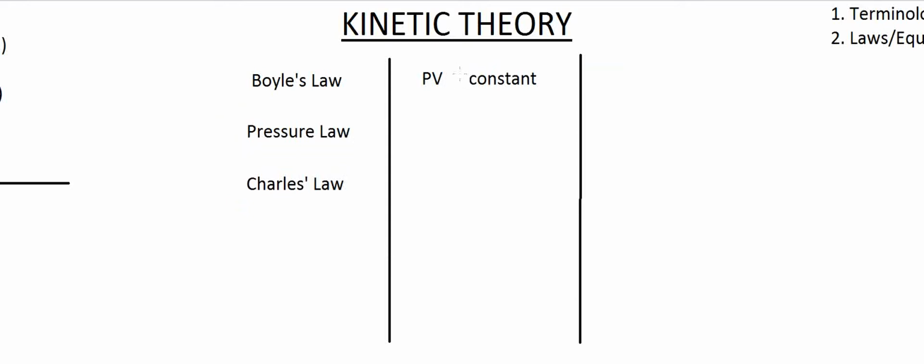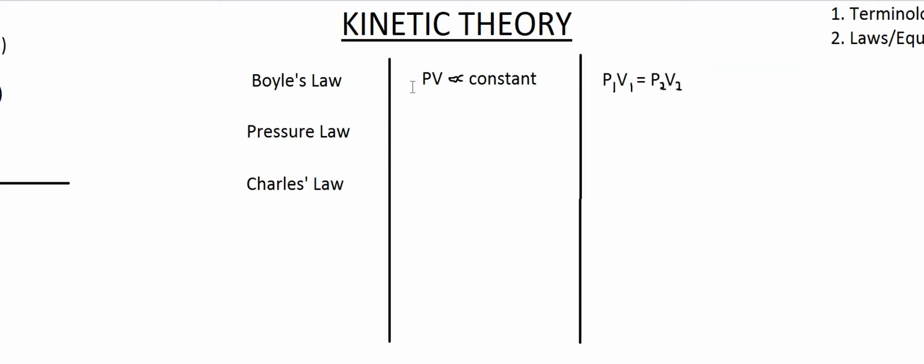That basically means if you multiply the value of P by 2, then you must divide the value of V by 2. So basically it means P1V1 equals P2V2.